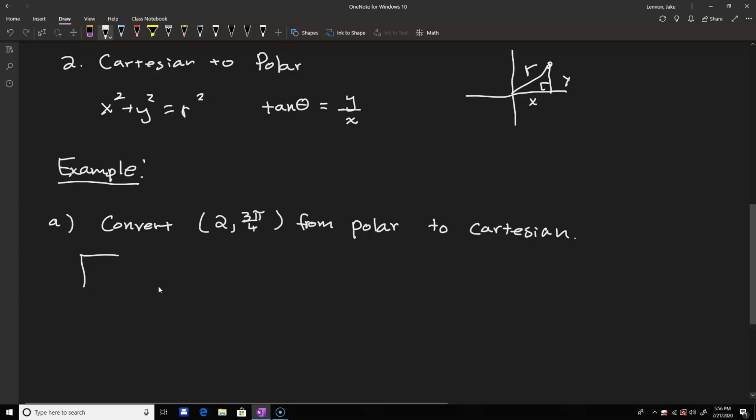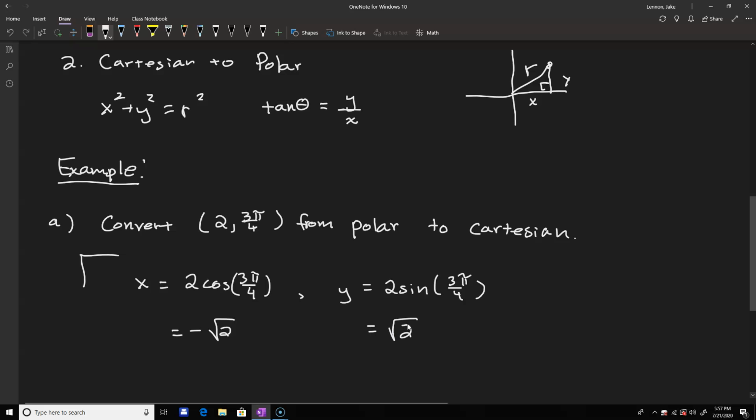Okay, so again, we just use the formula above. There's not too much to think about here. X is going to be 2 times the cosine of 3 pi over 4. We know that's in quadrant 2, so the cosine comes out to negative radical 2 over 2, and multiplying by 2 cancels the 2 in the denominator, so we get negative square root of 2. And y is going to be 2 times the sine of 3 pi over 4. In quadrant 2, the sine is positive, so this just comes out to the square root of 2. So our ordered pair is negative square root of 2, square root of 2.